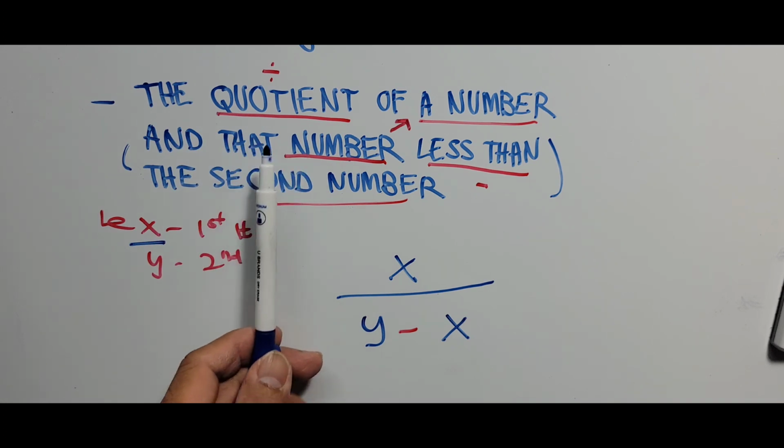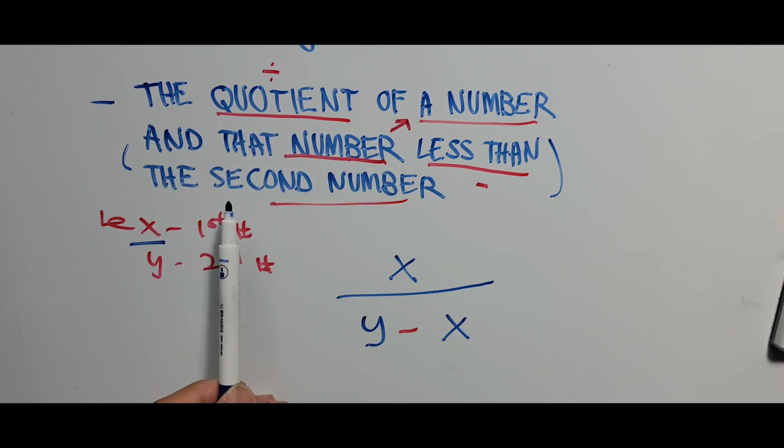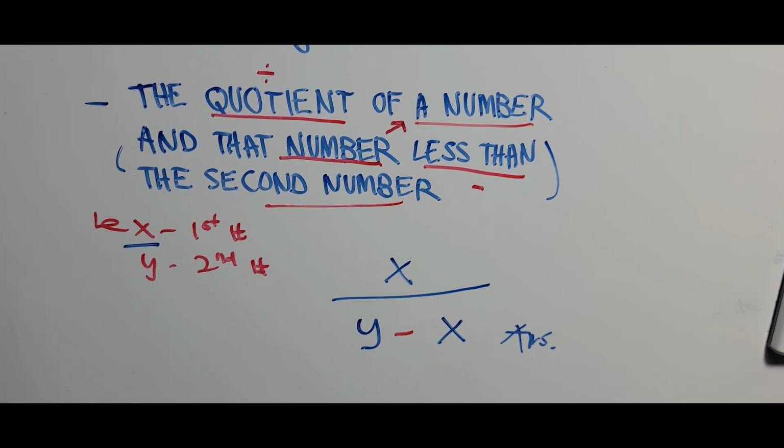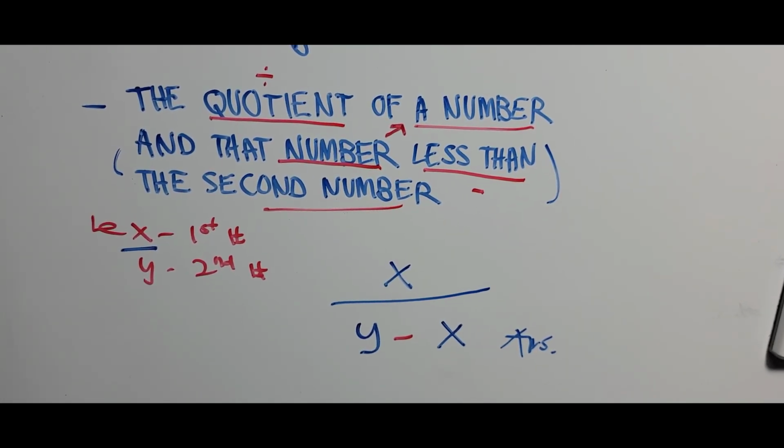So let's do it again. Quotient of a number, that's x, the first number, and that number, we're talking about x, less than the second number. So that means x less. So y minus x. Got it? That's good. Yeah, it's a little bit tricky and complicated right there, but well, we figured it out.